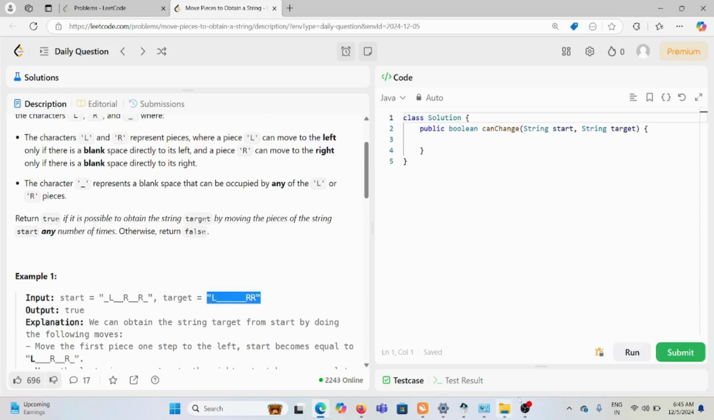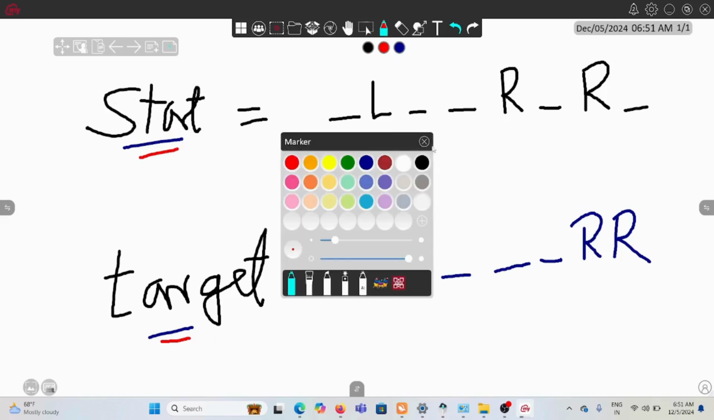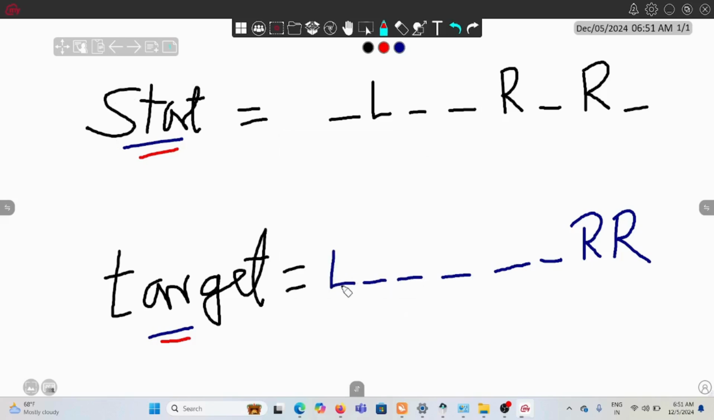So let's take one example for a better understanding. Suppose we are given these two strings. This is our start string and this is our target. Using our operation on the start string, we have to achieve this target. L is on the leftmost. Is there any blank underscore? Yes. So we can move this L to this place. If I move this L here, it will become like this, and all other things would be like this.